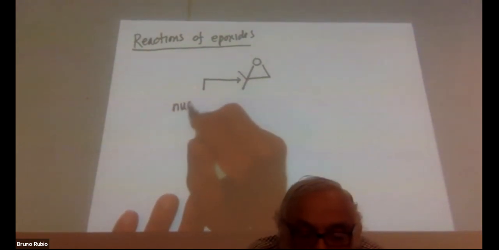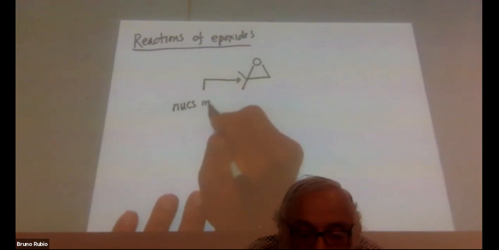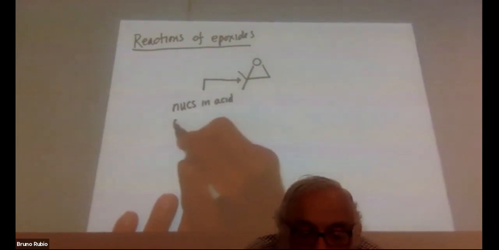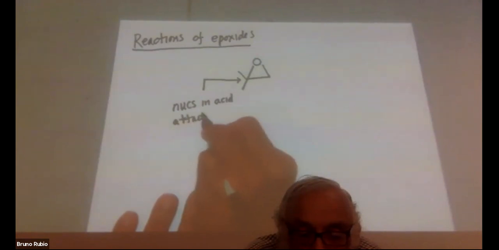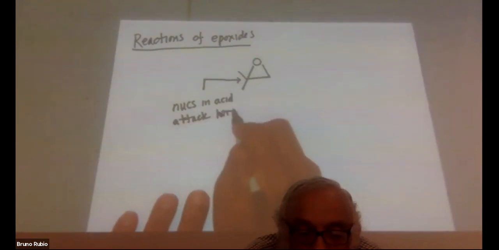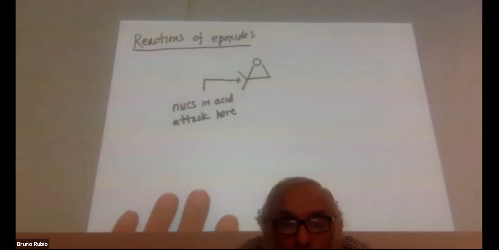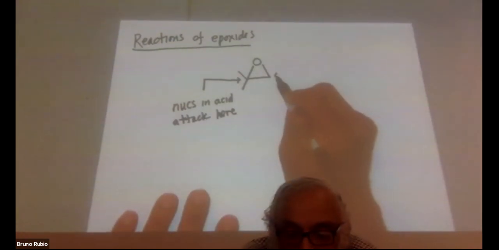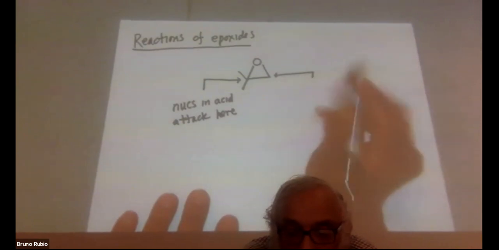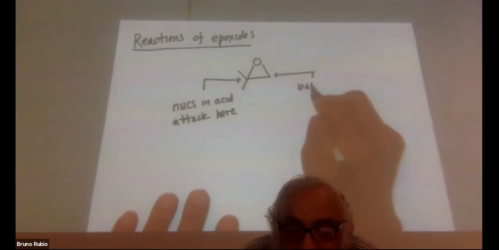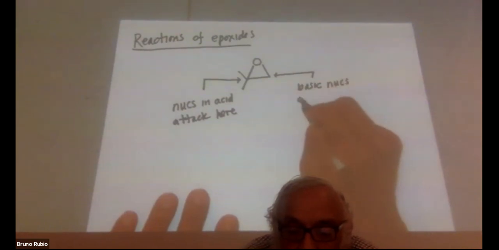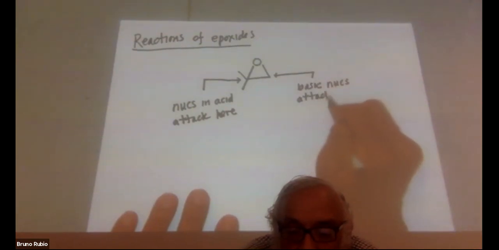Nukes in acid attack here. More substituted carbon. This is the less substituted carbon. Basic nucleophiles attack here.